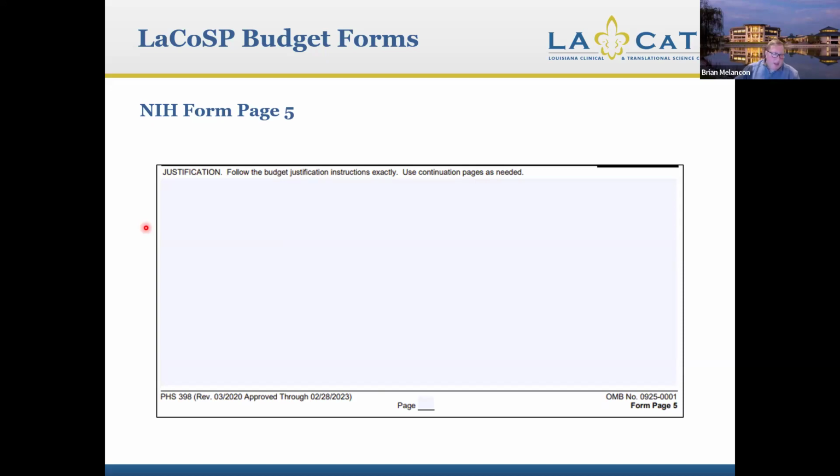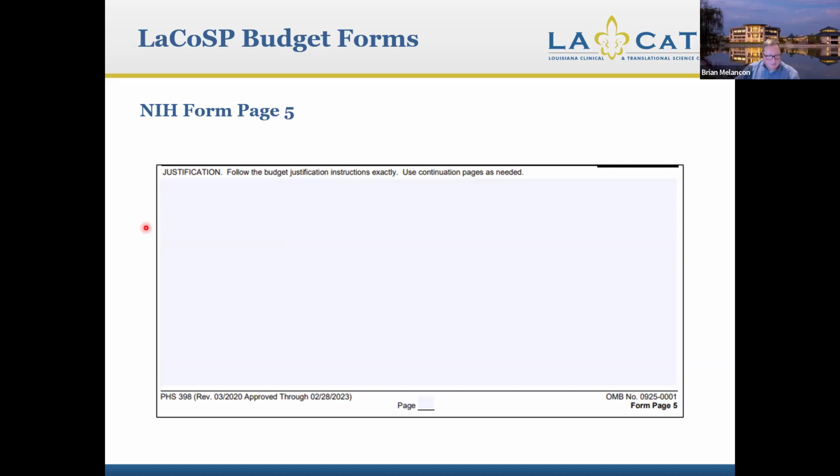I will point out that, as I mentioned before, with, for example, the equipment, if that's blank, you most certainly do not need to provide a section in your justification saying that there is no equipment. That's not necessary. But if you have anything in a particular category, you do need to justify it.